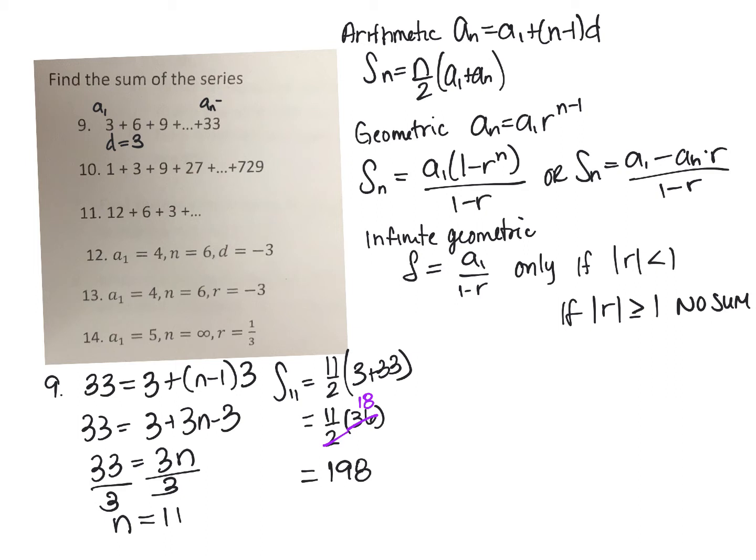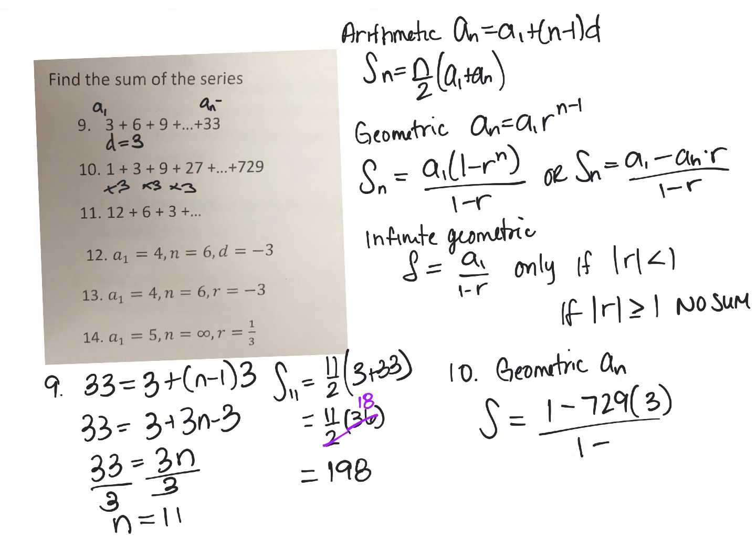Number 10, what's my pattern? So you have to first determine whether it's arithmetic or geometric or infinite. It's got an ending point of 729. And my pattern looks like times 3, times 3, times 3. That looks good. So number 10 is going to be geometric. And I have an, so I'm going to use the second formula. The sum of the terms is equal to a1, which is 1, minus 729, my an, times 3, over 1 minus my r, which is 3.